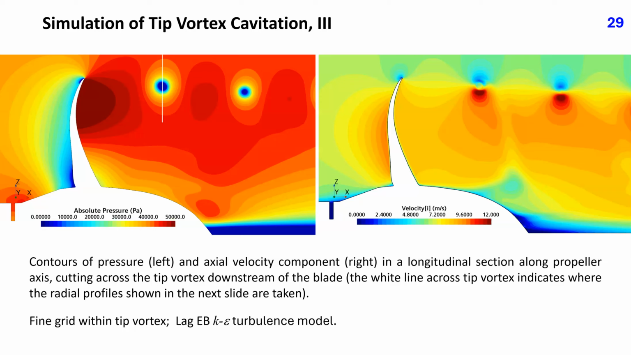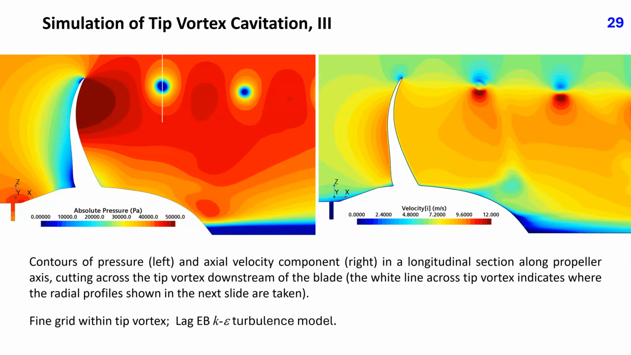Without local grid refinement, the pressure minimum in the tip vortex core was severely underpredicted, which is why no cavitation was predicted. Already at the first level of local refinement, the cavitation in the core of the tip vortex appeared. These two plots show the contours of pressure and axial velocity component in a longitudinal section along the propeller axis, cutting across the tip vortex downstream of the blade.